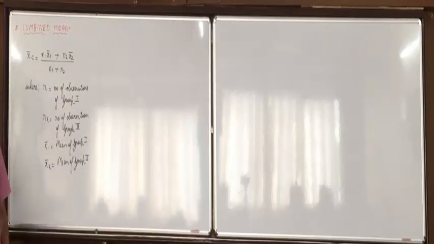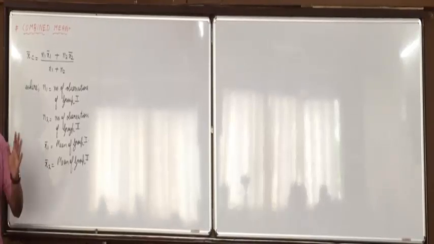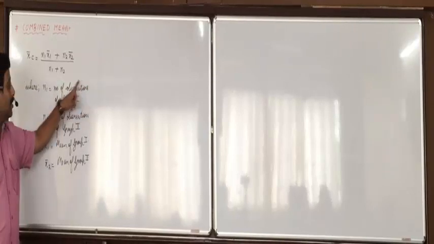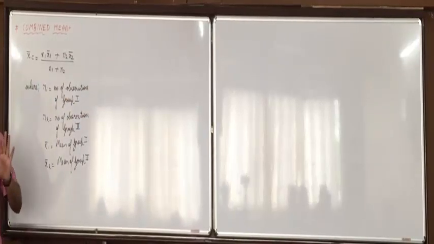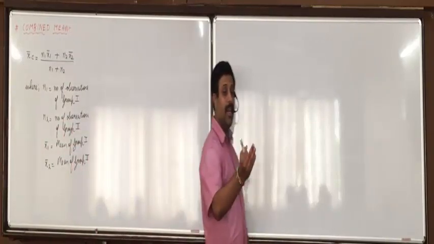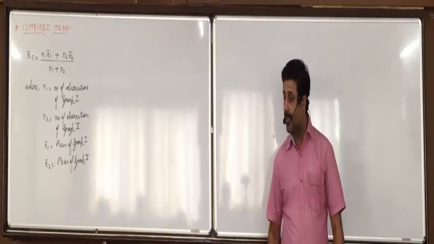Normally if there are 3 groups, let us say I am talking about BCom students, first year, second year, third year, then plus N3 X3 bar, and in the denominator also plus N3. If 4 groups, then plus N4 X4 bar and denominator also plus N4. So in that manner the formula will get extended.